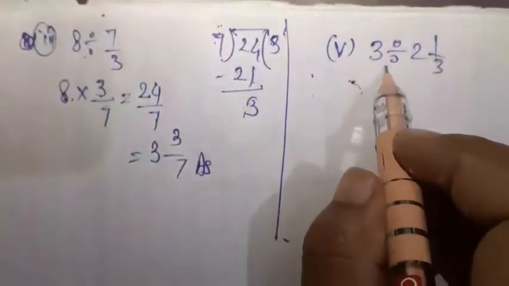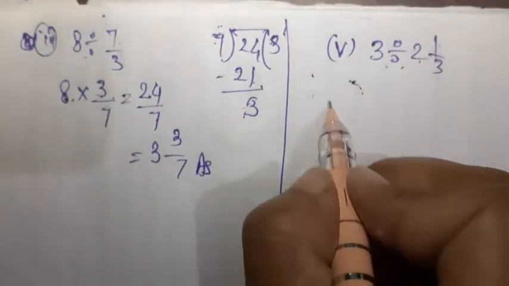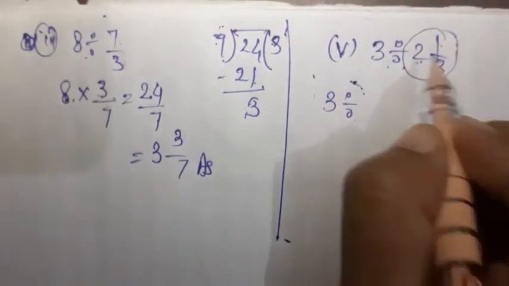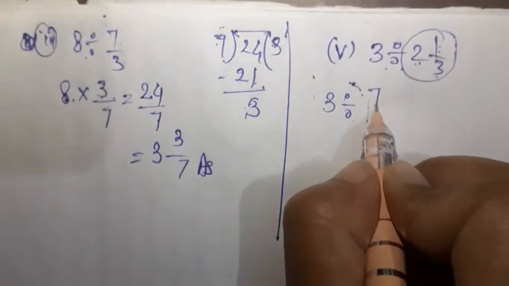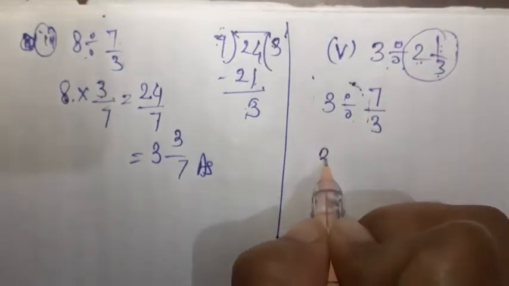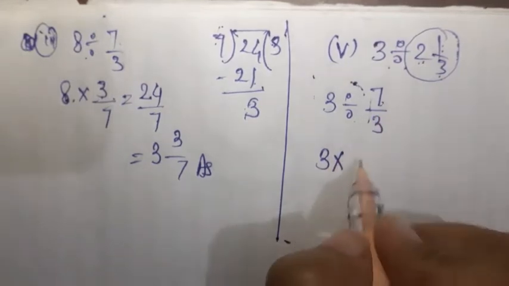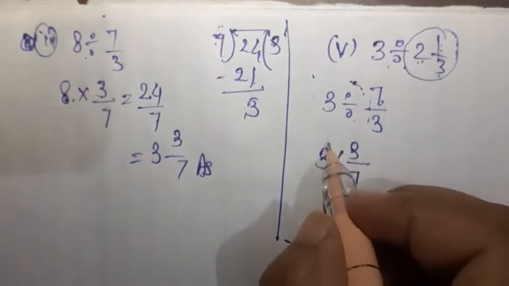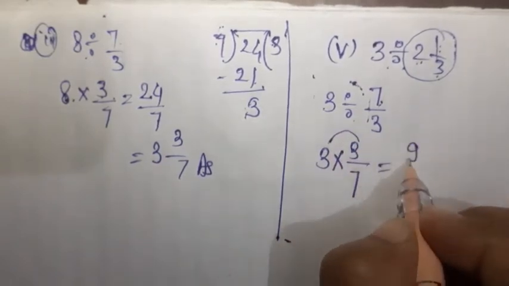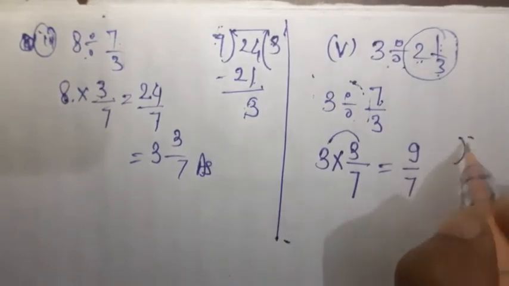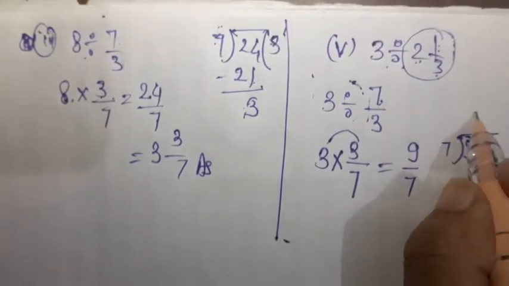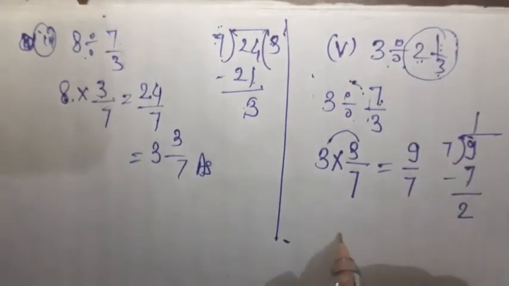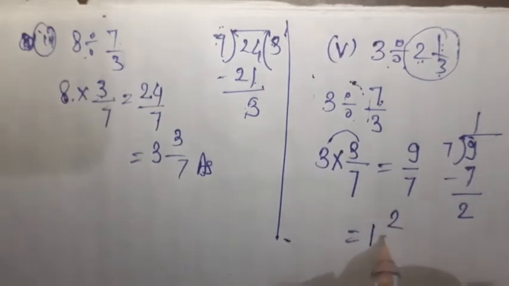Now next 3 divided by 2 whole number 1 by 3. So here first we change into a fraction. So here 3 times 2 is 6 and 6 plus 1 is 7 by 3. Now change the sign. So here multiply and the reciprocal of 7 by 3 is 3 by 7. So here 3 into 3 we get 9 divided by 7. Now change into a mixed fraction. So here 7 times 1 is 7 and 9 minus 7 we get 2 here. So the answer is 1 whole number 2 by 7.